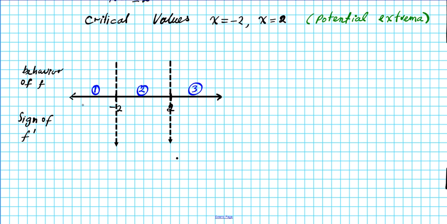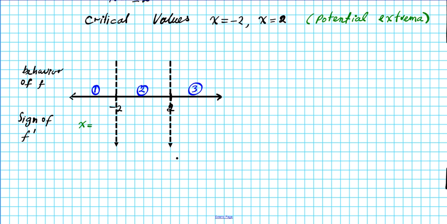Okay, so now what we're going to do is pick easy to use x values in each interval, determine the sign of the first derivative in that interval, and describe the behavior of f. Then we'll be able to easily see what our extrema are. Alright? Let's start with interval 1. What x value is easy to work with here?